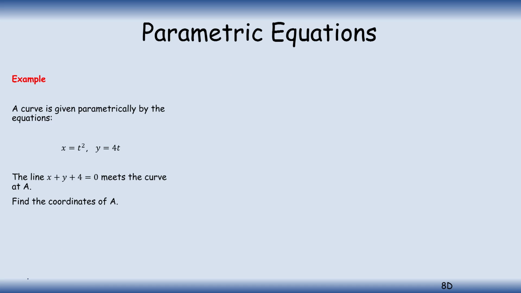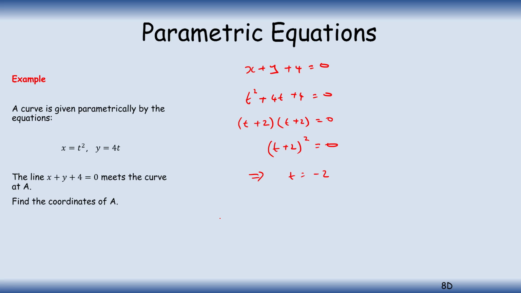So let's do that. Let's just change the pen to red. X plus y plus 4 is equal to 0. Let's change the parameters then. X equals t squared. So t squared plus y is 4t plus 4 is equal to 0. We can factorize that. T plus 2 and t plus 2, or t plus 2 squared. I'm sure you spotted that, which implies then that t is equal to minus 2.